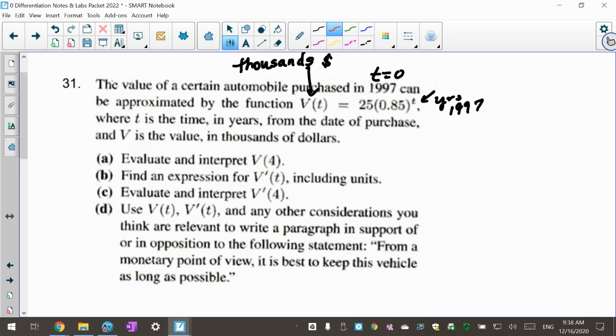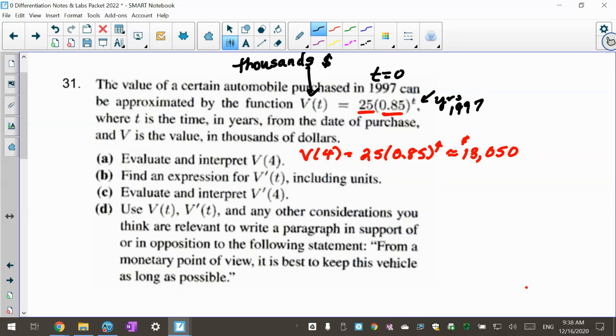Evaluate and interpret V of 4. So if I put 4 into the formula, I have 25 times 0.85 to the fourth, and when I plug that in, remember, this is in thousands of dollars, I get roughly $13,050. That's what I get when I put 4 in there, and that tells me what the value was 4 years after I purchased it. You can tell this is an exponential formula because it started at 25,000 and it's decreasing 15% per year. That's what that means. So I knew it was going to be less.